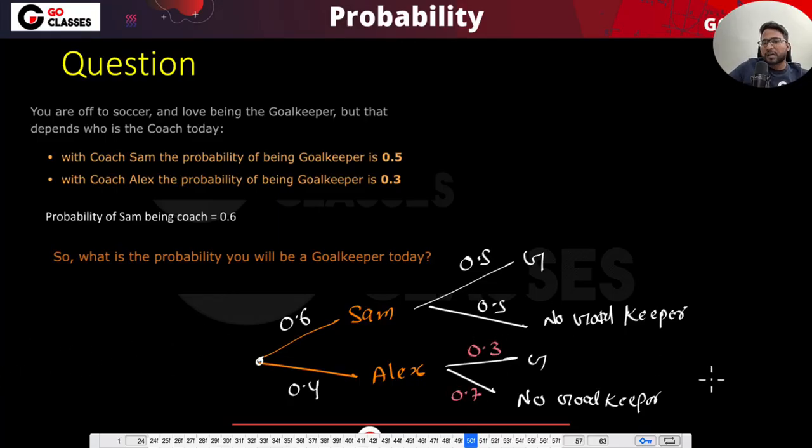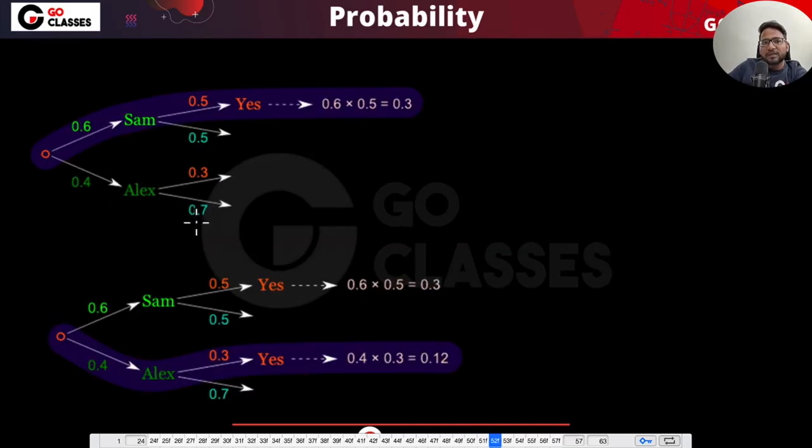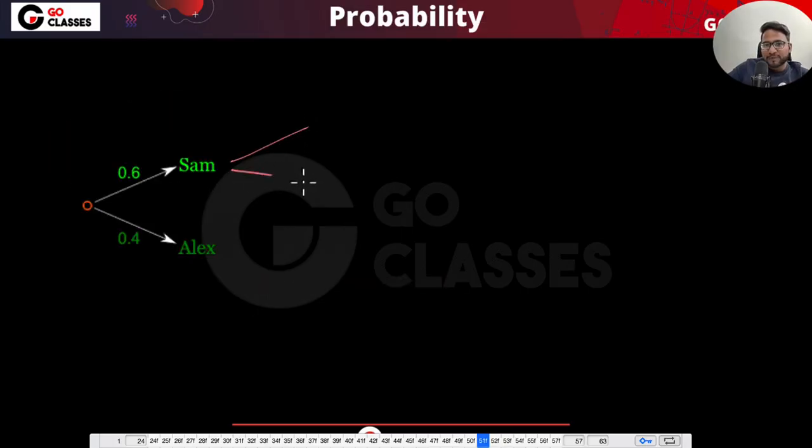So this is the simple tree diagram that you can have, right? Once you choose the coach, then you will be choosing whether you will be goalkeeper or not. Very easy tree diagram. Now let's just see the tree diagram. Once you choose whether it is Sam or Alex, then with Sam it is 0.5 probability, and with Alex 0.3 and 0.7 probability. So that's how you get the tree diagram. Or maybe I can just expand this tree diagram here itself. It is 0.5, 0.5, it is 0.3 and 0.7. It is basically saying goalkeeper, no goalkeeper, goalkeeper, no goalkeeper, right? Great.